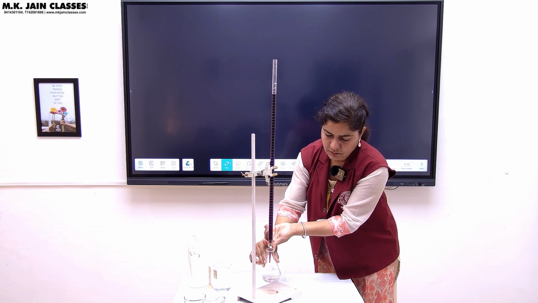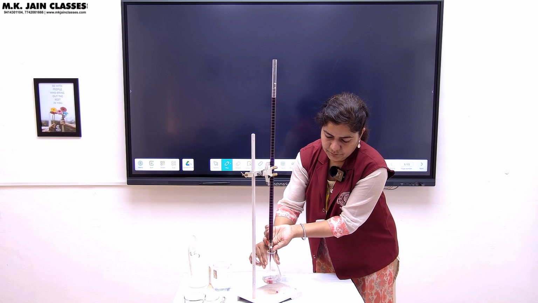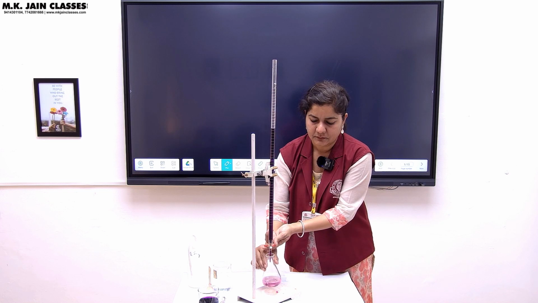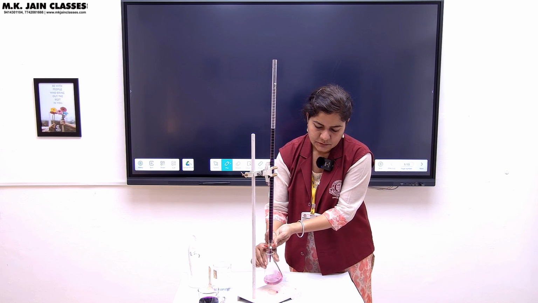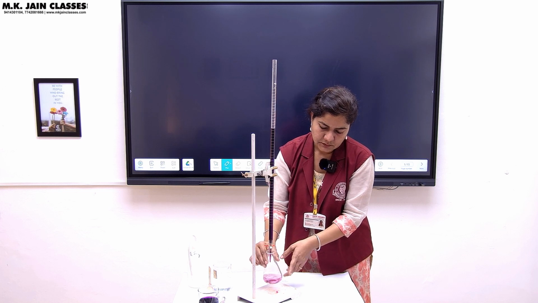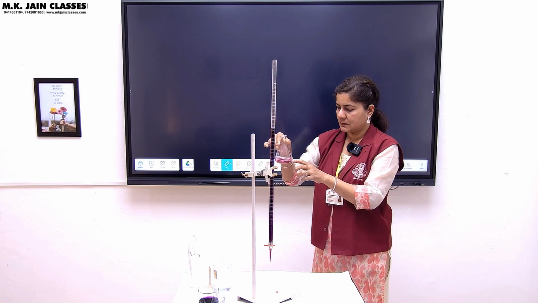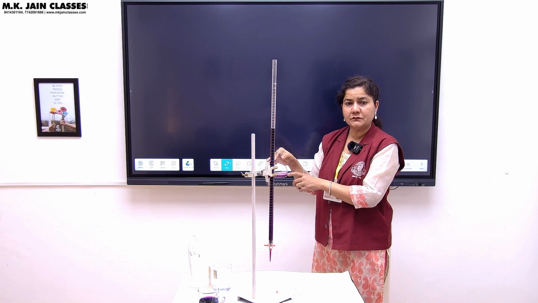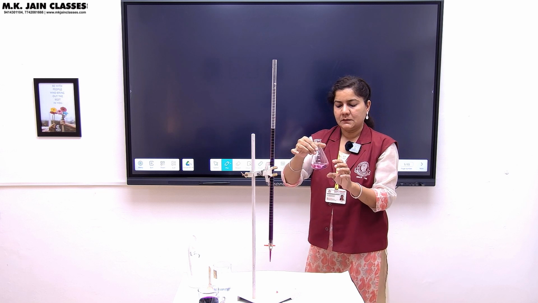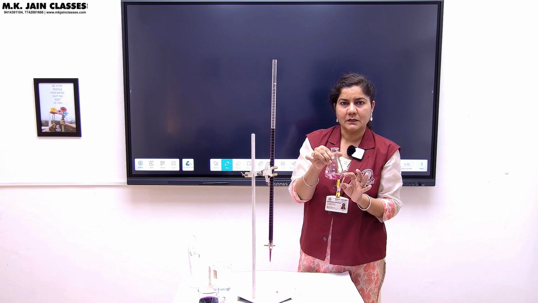The reaction is not complete over here. So now see the changes appearing in the conical flask. The solution turns from colorless to pink in color. Now see this color very clearly. It is a very faint tinge of pink color. So this indicates the completion of the reaction.